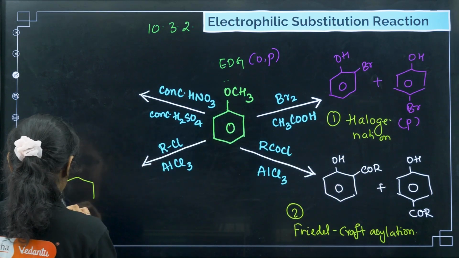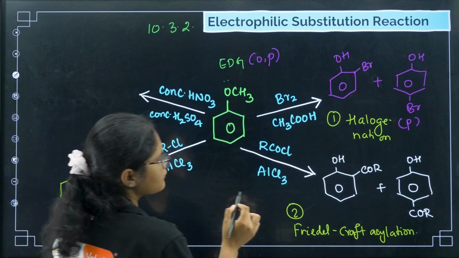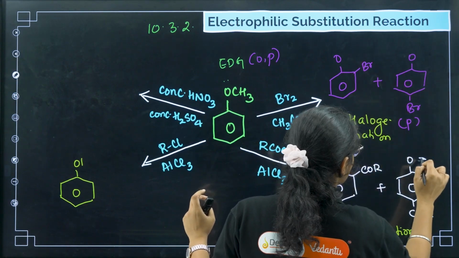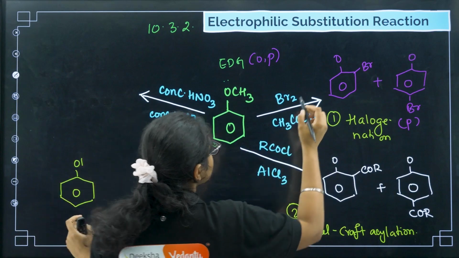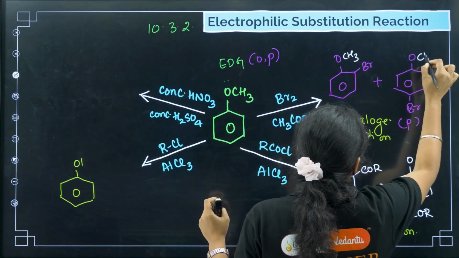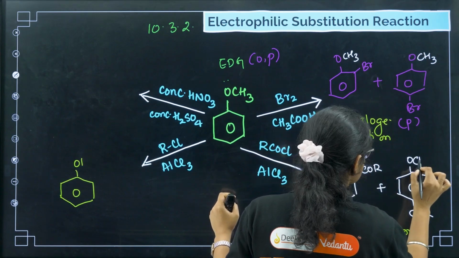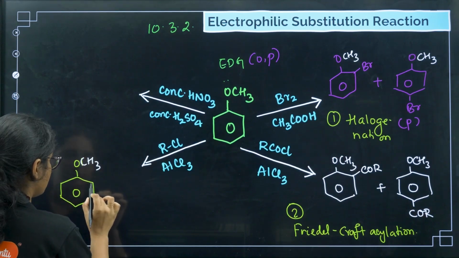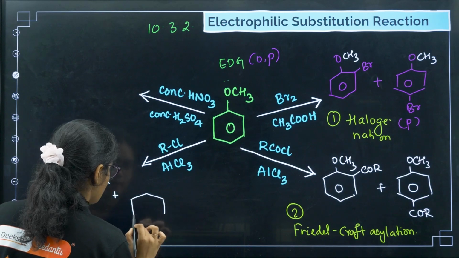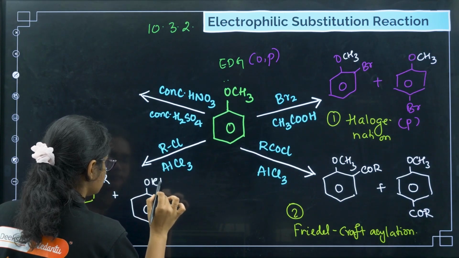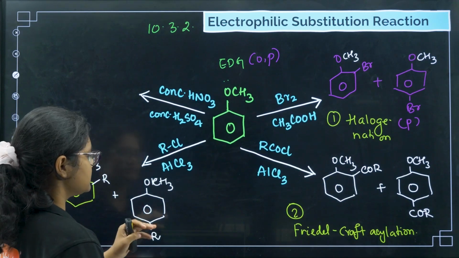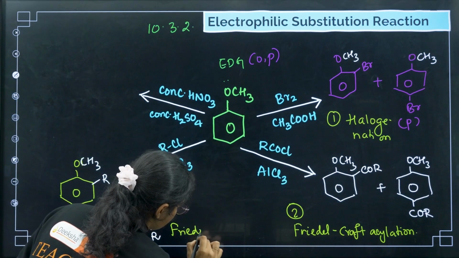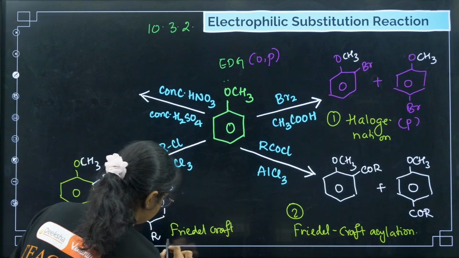Next we have Friedel-Crafts alkylation. For that, one small mistake I did here. This one is your OCH3, I wrote OH, sorry for that. These are all OCH3 groups, you have OCH3, OCH3 and OCH3. So now if you see here, we have OCH3 and I will add R group here, and then we have one more OCH3 and R group here. So this is Friedel-Crafts alkylation.